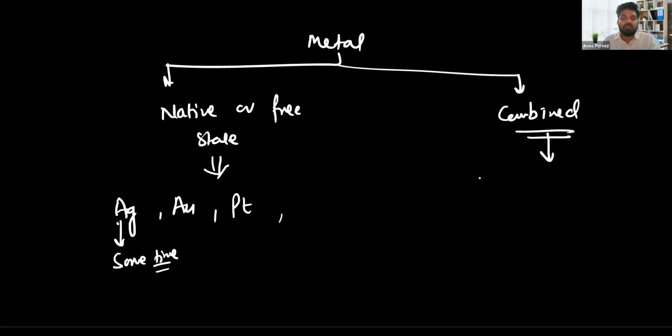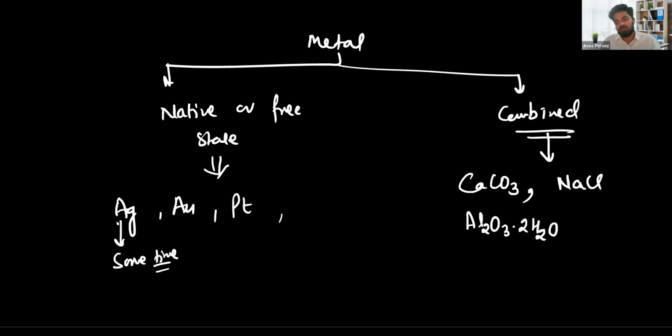What is the form of a stable compound we're talking about? For example, calcium exists in the form of calcium carbonate, CaCO3. Sodium exists in the form of NaCl, sodium chloride. Aluminium exists in the form of bauxite, Al2O3·2H2O. Similarly, zinc exists in the form of zinc sulfide, and iron exists in the form of Fe2O3. These are the reactive metals, and they do not exist independently in nature. They exist in the form of stable compounds.